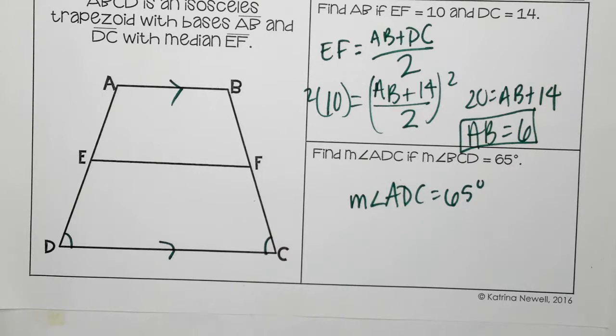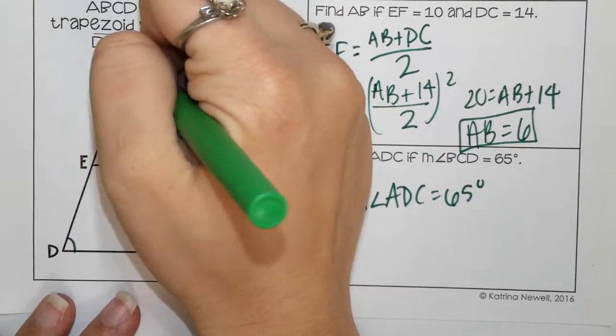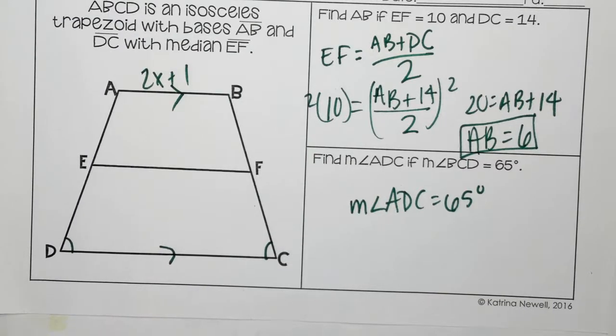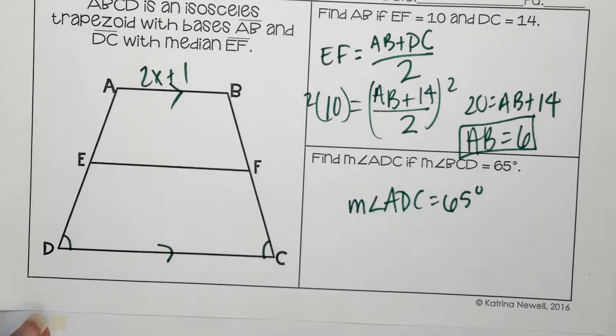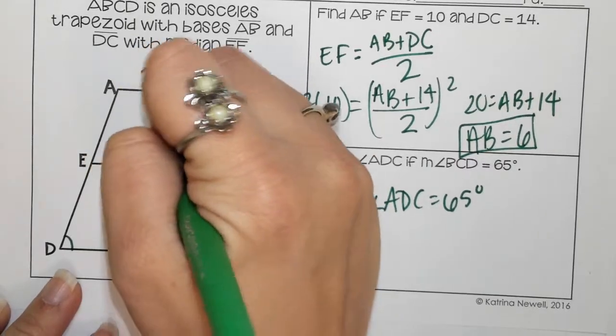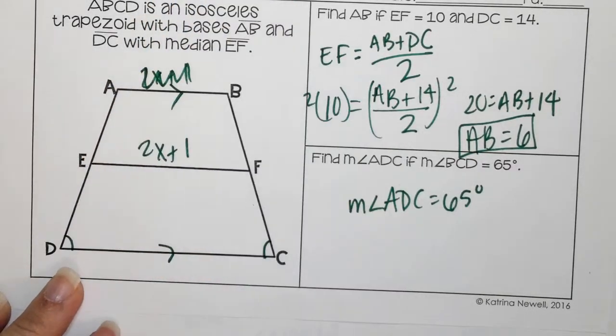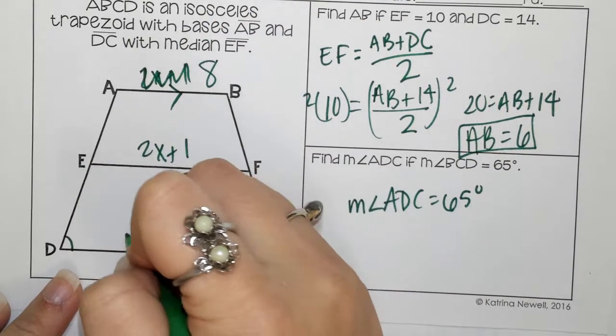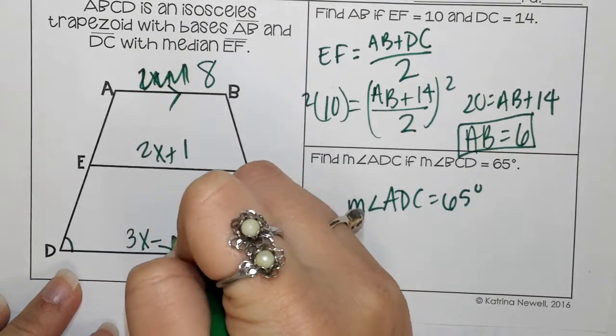Different on these, like the 2x plus 1, is harder. How do I do that? If this was 2x plus 1, tell me what it says. EF equals 2x plus 1. AB equals 8. DC equals 3x minus 3.